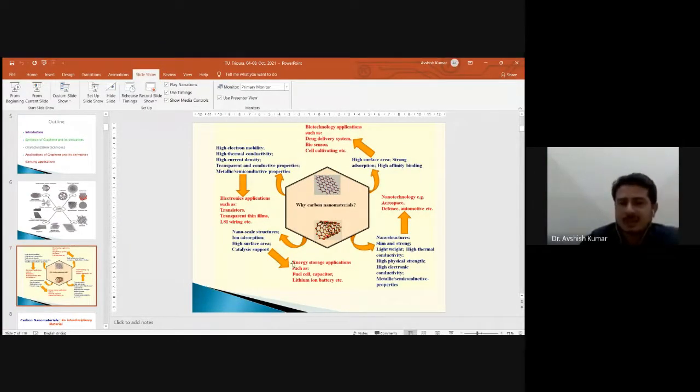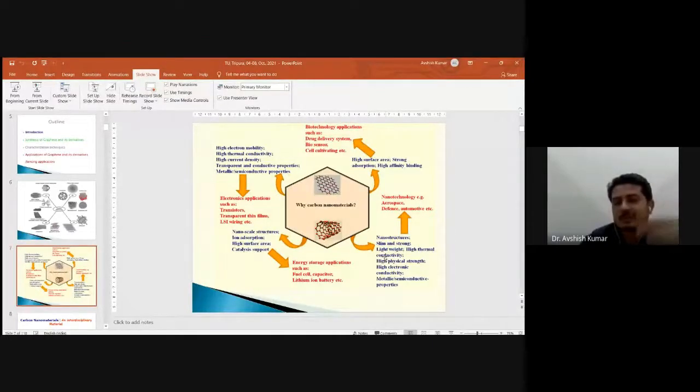Then, because of the high surface area and strong absorption on the surface, you can use it particularly for energy storage applications, for fuel cells, and in supercapacitors. I'm also working in this area, on graphene nanoribbon based electrodes, where I'm interested in getting a high specific capacitance of the material. So maybe very soon we will go for publication of the results we have received.